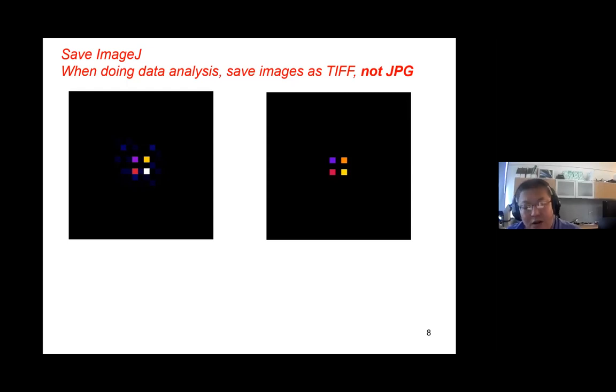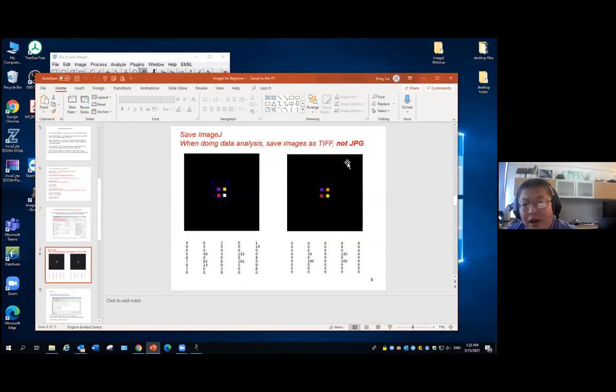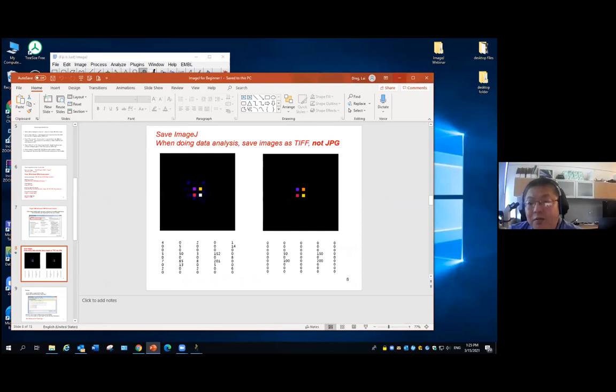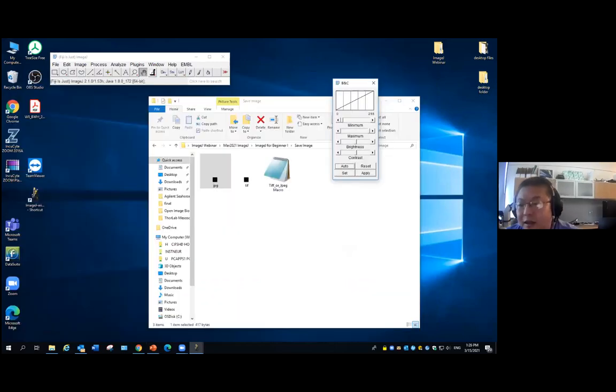So this is how you open and save the image. As we mentioned, it can open almost every single format of image. You can also try that on the images you have. And once you go through any process or analysis, you want to save the final result or any intermediate result images, always save them as TIFF.